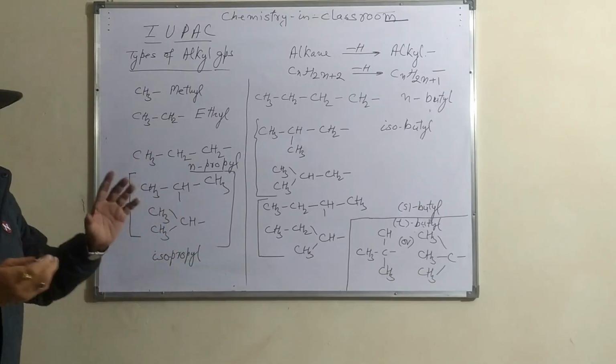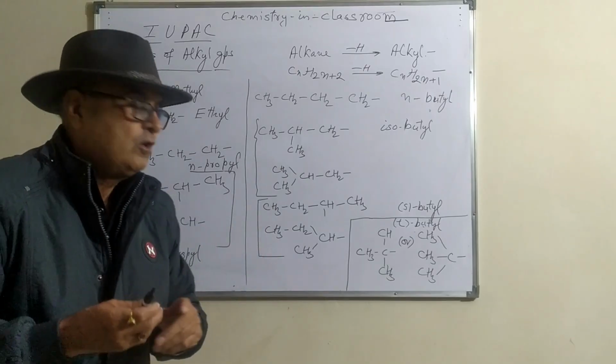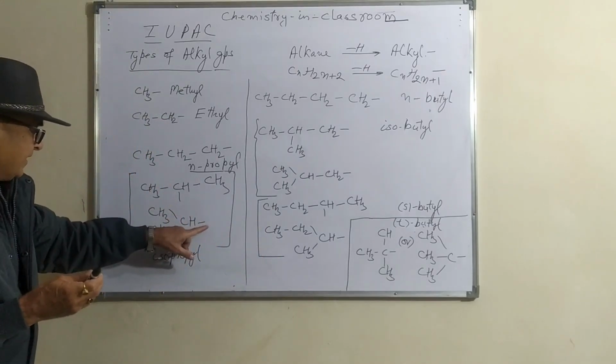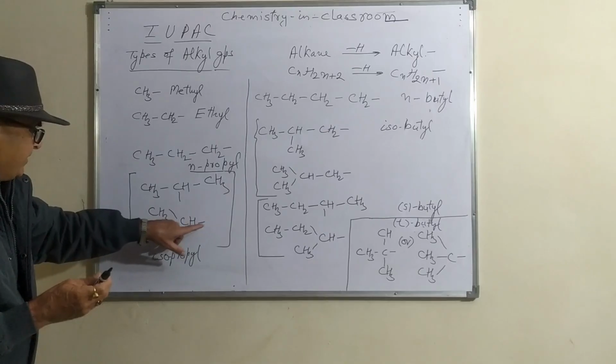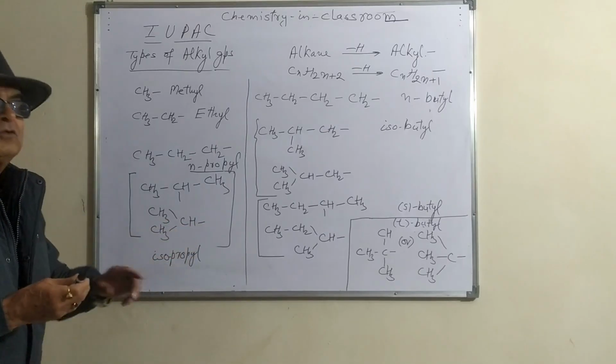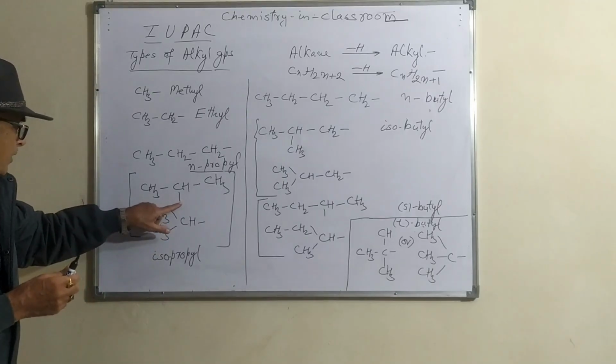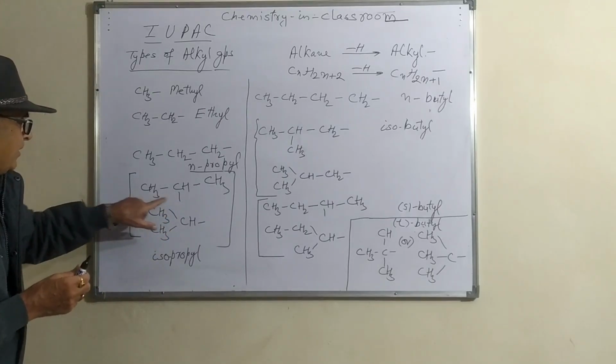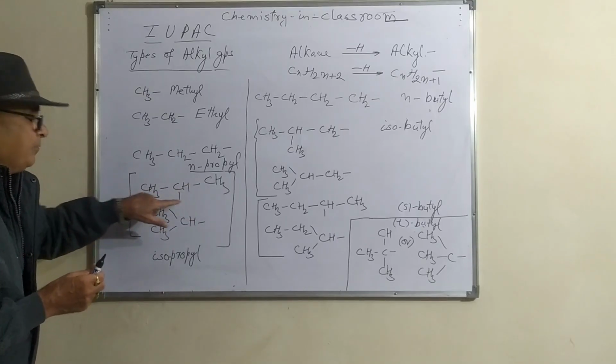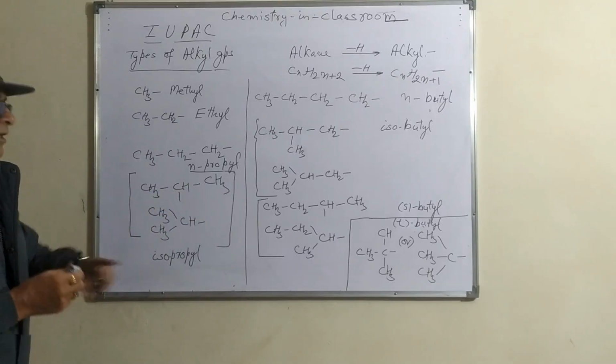So know about what is isopropyl. When OH is bonded here with this carbon, that alcohol will be called isopropyl alcohol. If I place OH here, then the name of that alcohol will be isopropyl alcohol.